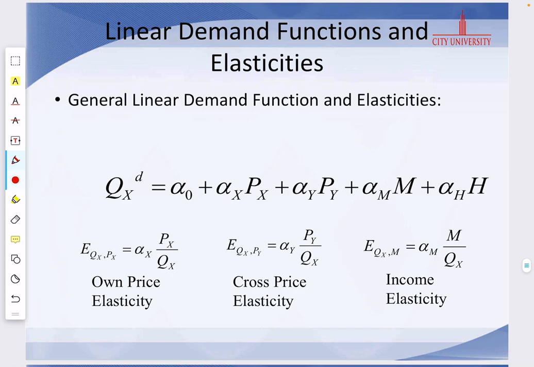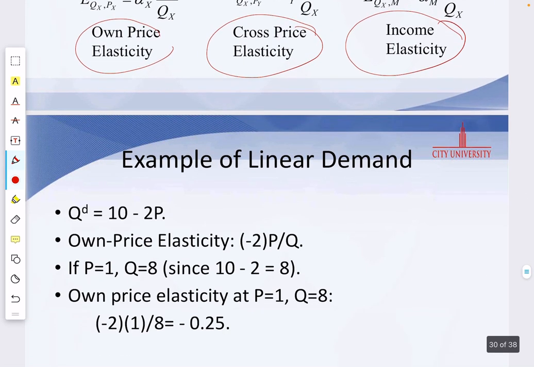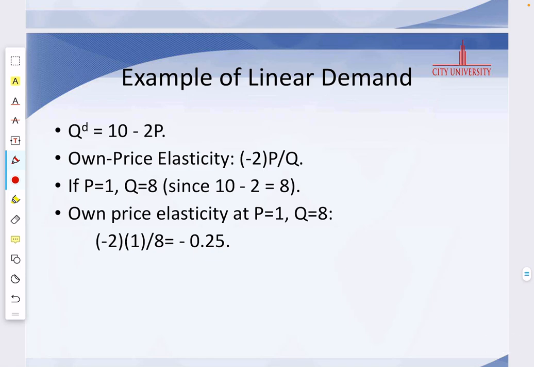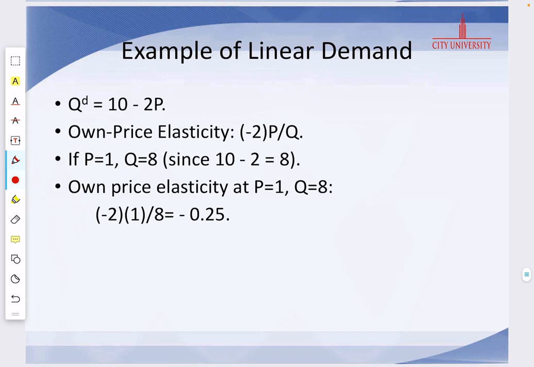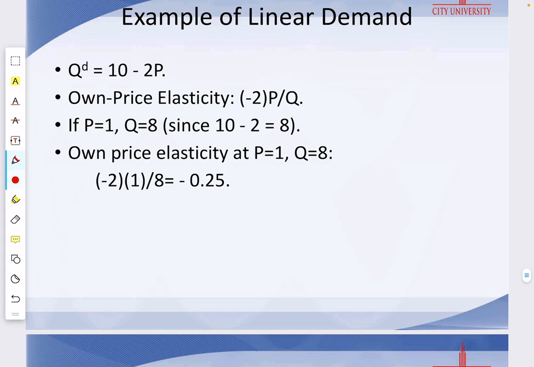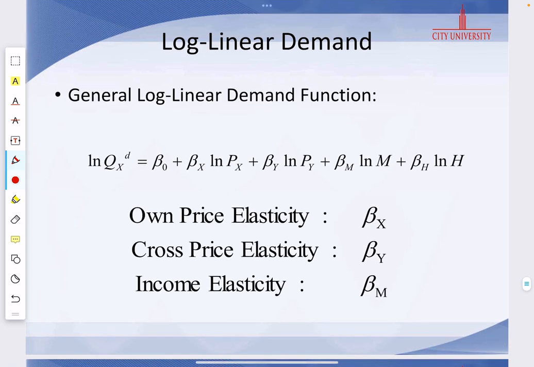We discussed this before: linear demand functions and elasticity. General linear demand functions and elasticity: own price elasticity, cross price elasticity, income elasticity. This is an example for linear demand. I also explained an example of this before. Own price elasticity and then linear demand. Then the general log linear demand function: own price elasticity, cross price and income elasticity.